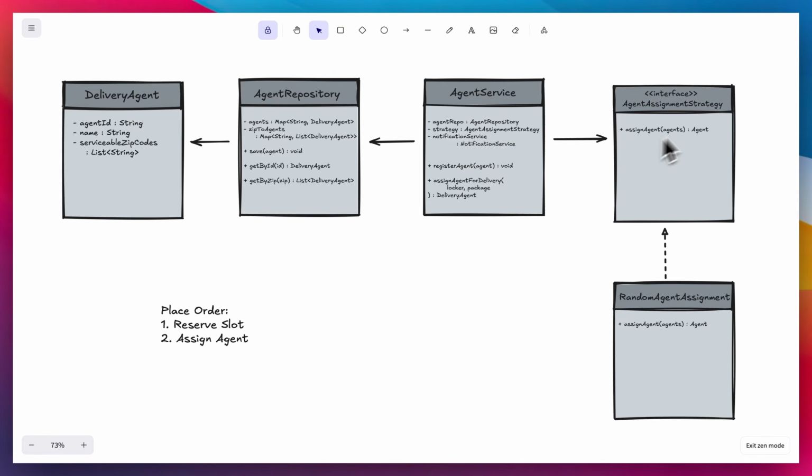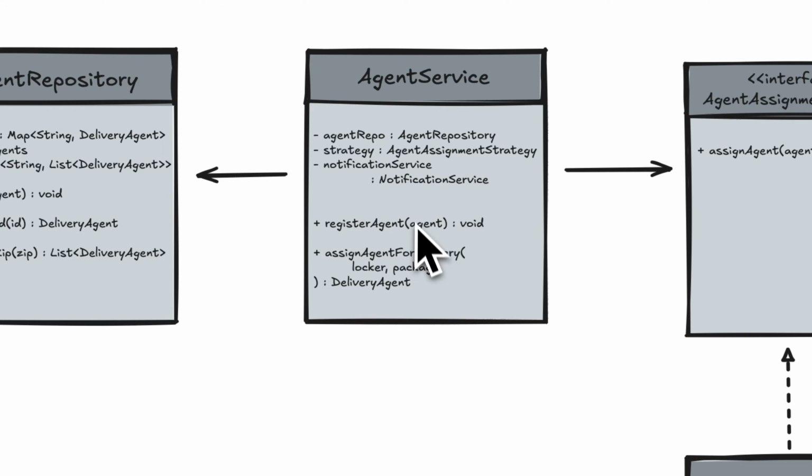So I'll do that with the help of the strategy design pattern. Okay. So currently I'm just using this RandomAgentAssignmentStrategy, which will just pick one of the eligible agents. Okay. But in future, you can add different strategies for the agent assignment process. All right. So now I hope you understood how the agent is assigned and when the agent is assigned. And yeah, one more thing is, once the agent is assigned, you need to notify that agent, isn't it? So at the end of this function, you will be interacting with the notification service in order to notify the agent that this is the package which you need to deliver at this locker.